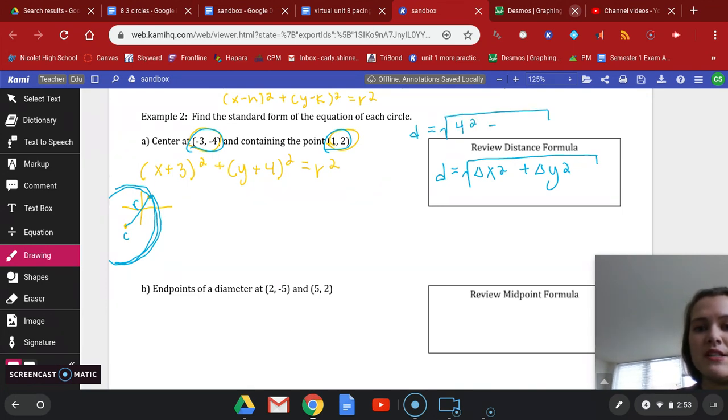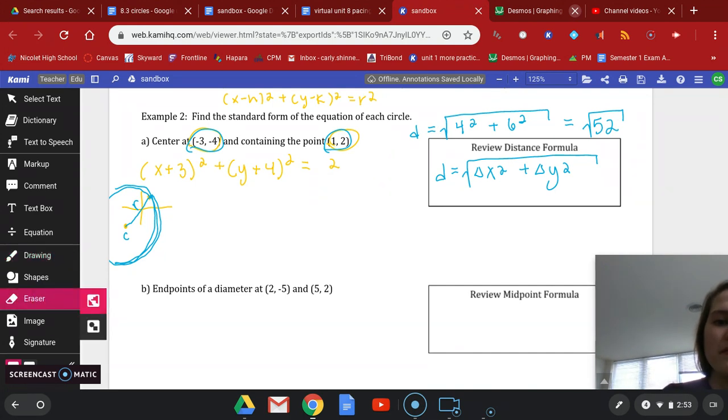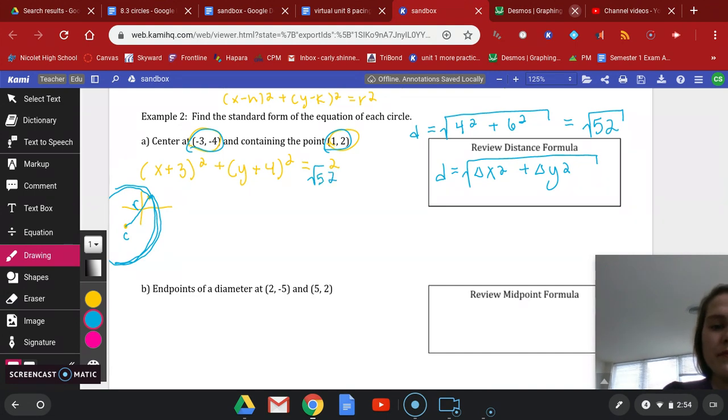-3 and 1 is a distance of 4. -4 and 2 would be a distance of 6. So 4 squared plus 6 squared, what does that give me? 16 plus 36 gives me the square root of 52 for the radius, okay? So my radius is the square root of 52.